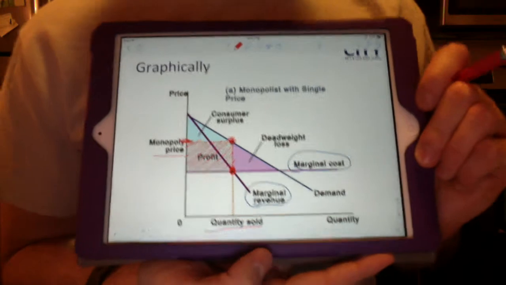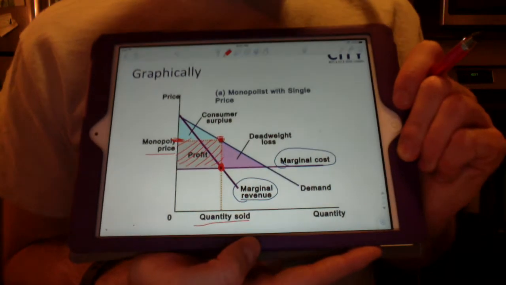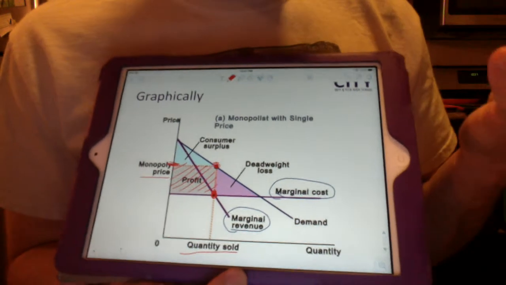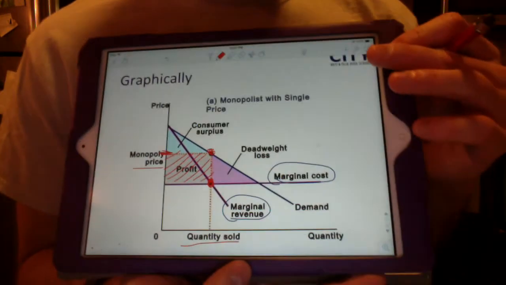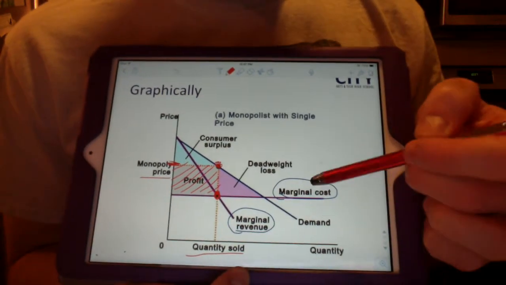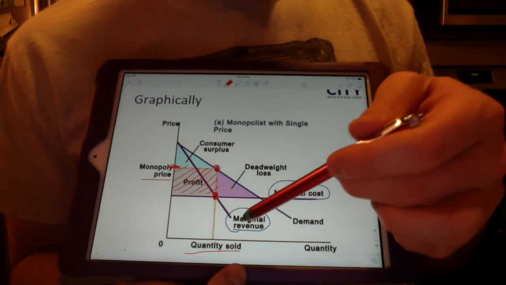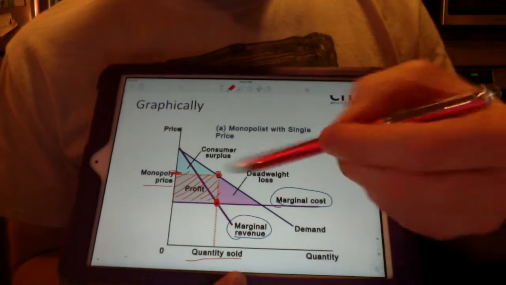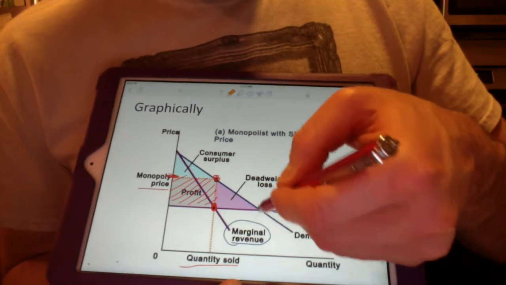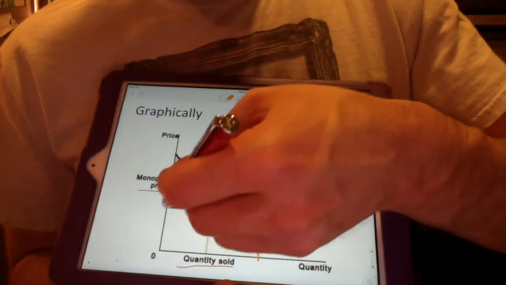However, this is not the efficient solution. The efficient solution occurs where the demand, so the benefit to consumers, the willingness to pay, is equal to marginal cost. In a typical economy, a perfectly competitive economy, this demand is the same. Marginal cost and marginal revenue are all going to meet at this point here. However, marginal revenue is not there. So the demand is at this point, I'll do this in orange, right here. So here we're going to sell this amount at this price.